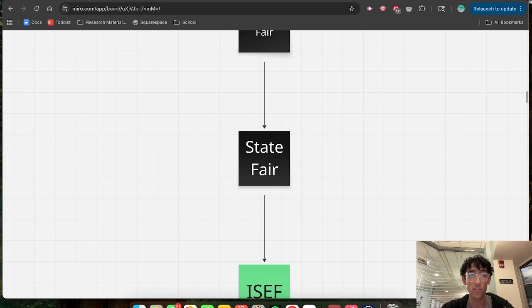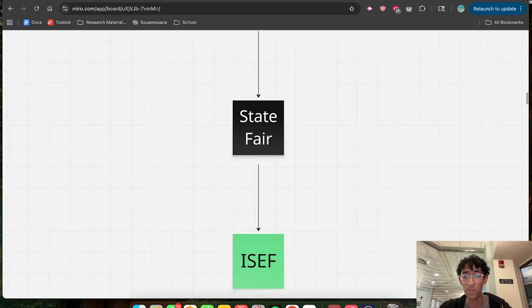Nathan qualified from the Michigan fair, which had, I don't know, probably like a few hundred people in it. I could be wrong. Don't quote me on that. And I was able to place second, right? So it's totally possible to win from a state fair and make it to ISEF, right?